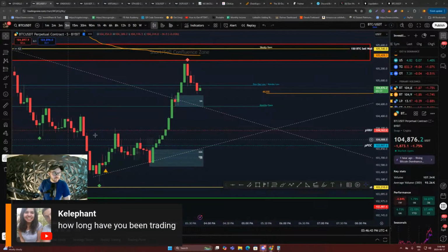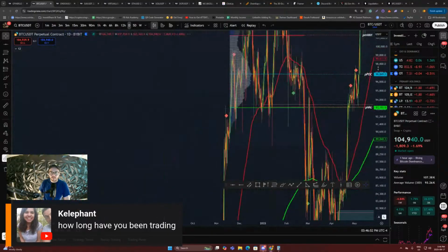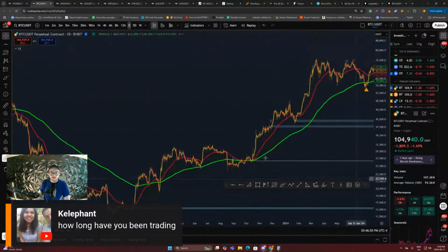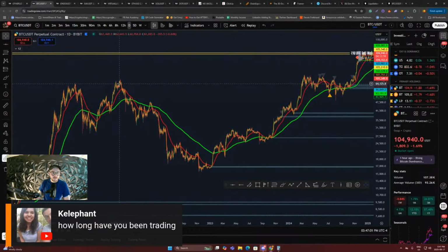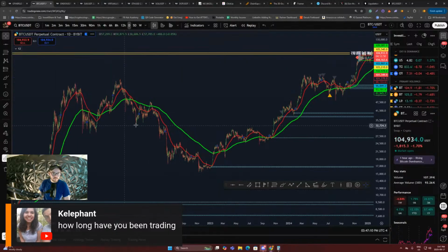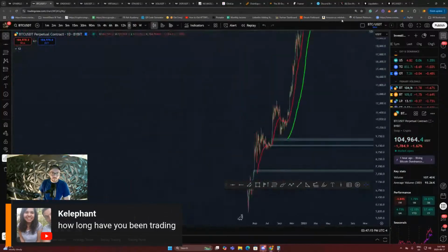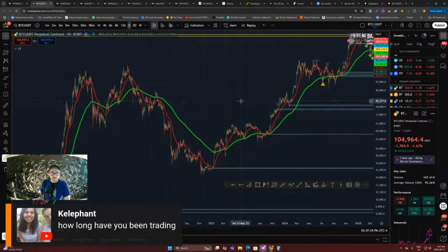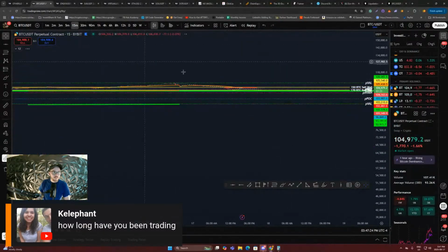How long have I been trading? I could show you on the daily chart exactly where I started trading. It's like May of 2019. So this was this cycle here. I got to turn my VWAP off for the daily. There we go. Not this cycle. Oh, this chart's too young. It was like May 2019 when I started.